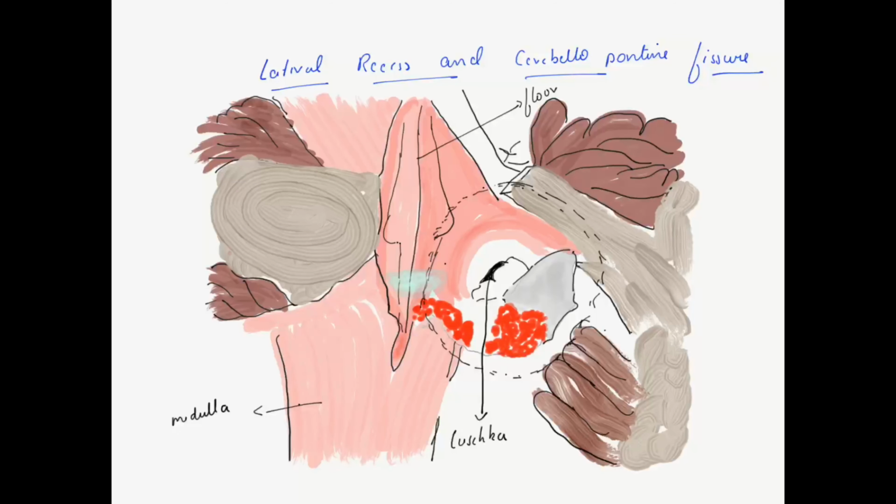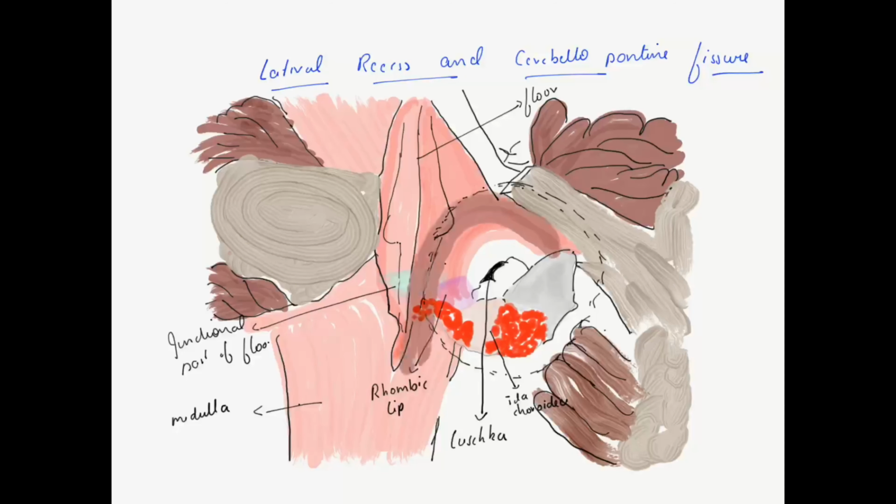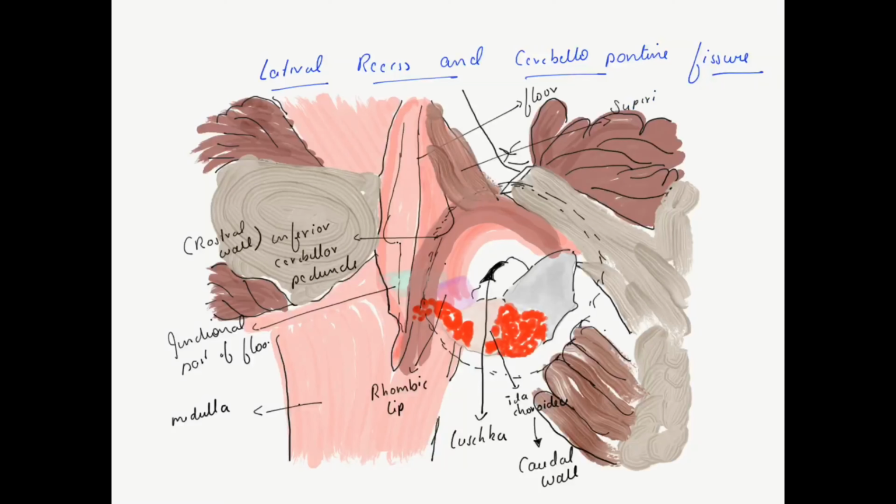The anterior wall is mainly composed of the junctional part of the floor of the fourth ventricle and the rhombic lip. The rhombic lip is the structure that extends laterally from the junctional part of the floor and connects with the tela choroidea. So the tela choroidea actually forms the caudal part of the floor, and the structure which forms the roof of the lateral recess is the inferior cerebellar peduncle. It sweeps in the floor and turns posteriorly to form the ventral surface of the rostral wall of the lateral recess, and this structure is the superior cerebellar peduncle.